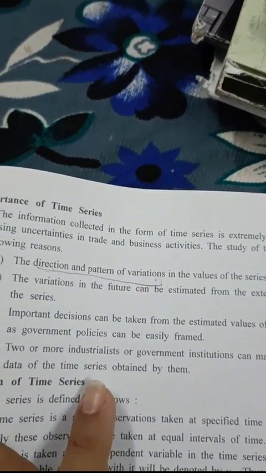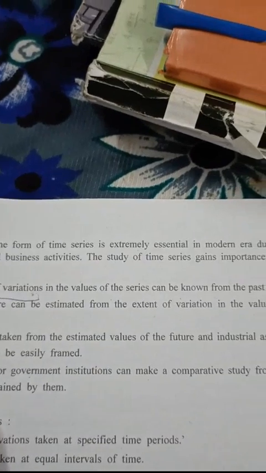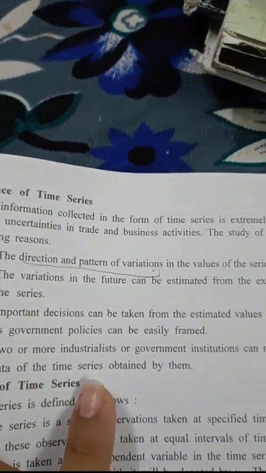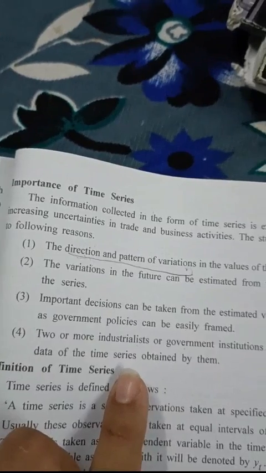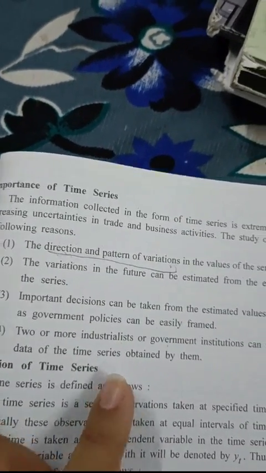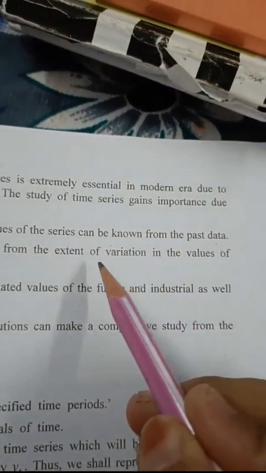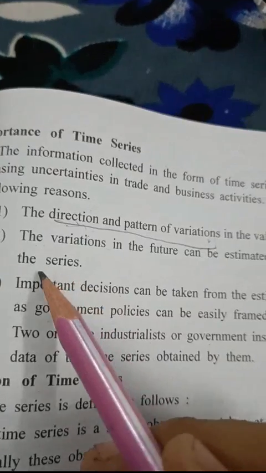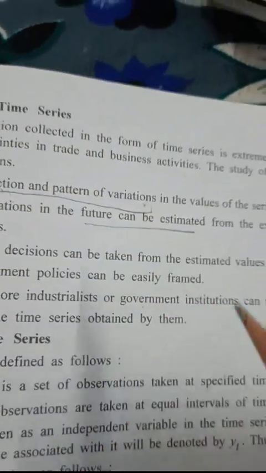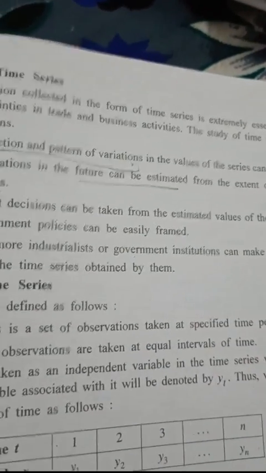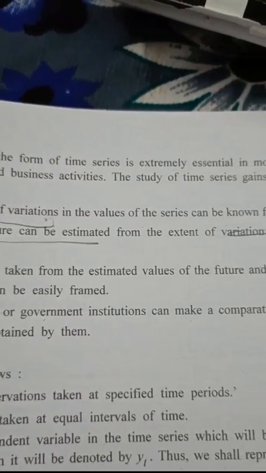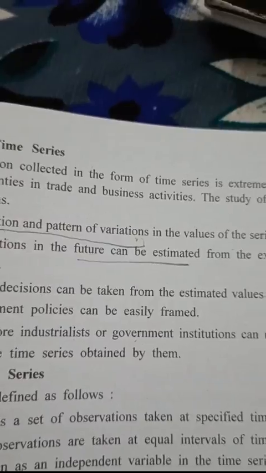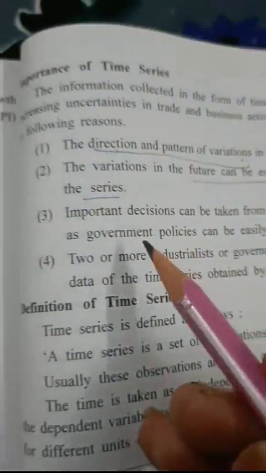Okay. Second, the variation in the future can be estimated from the extent of variation in the values of the series. Means taking the past data, we can identify what variation, what changes are going to come in the future. So based on the extent of variation in the values of the series, the future can be estimated. Taking the past data, we can think about the future. Then the third point, important decisions can be taken from the estimated value of the future, and industrial as well as government policy can be easily framed. So again, we can take a decision.